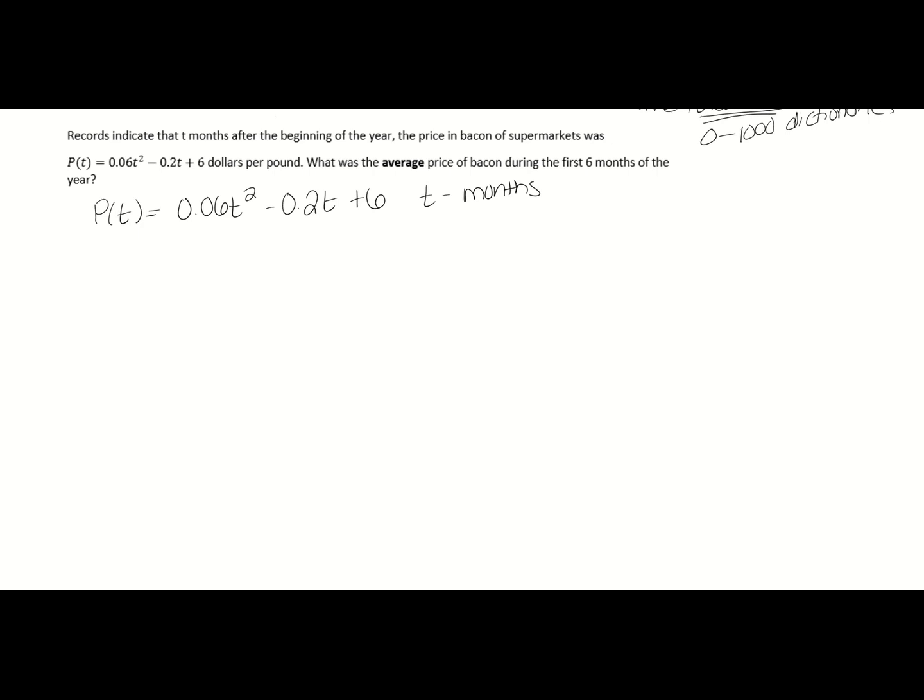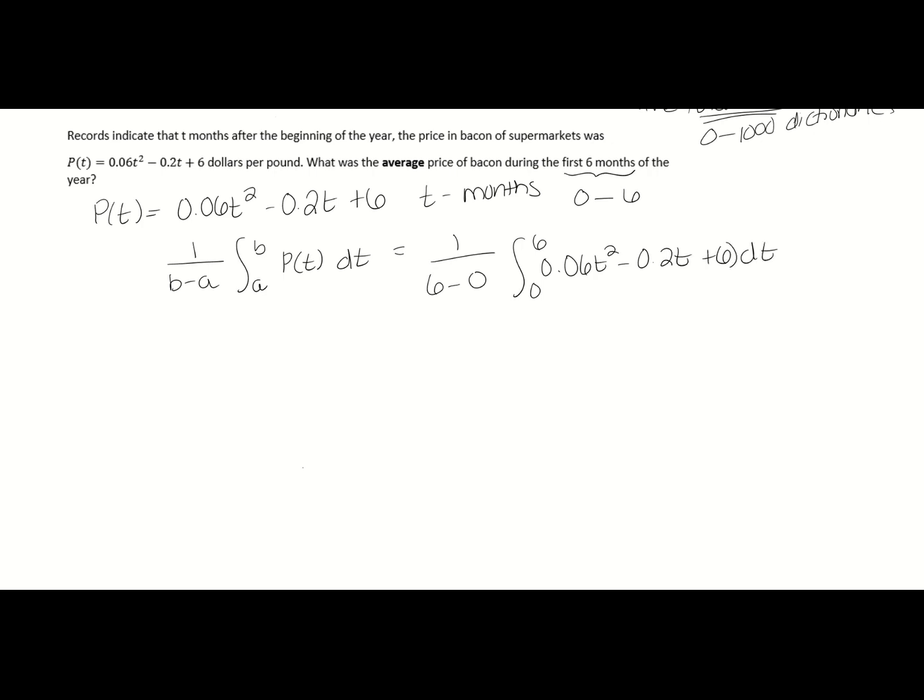So I have to use the integral formula. So I'm going to have 1 over b minus a, integral from a to b of p of t dt. And the first 6 months means you're looking from 0 to 6 months. So I have 1 over 6 minus 0, integral from 0 to 6 of 0.06t squared minus 0.2t plus 6 dt. And now you have to clean this up, so 1 over 6, and take the antiderivative.